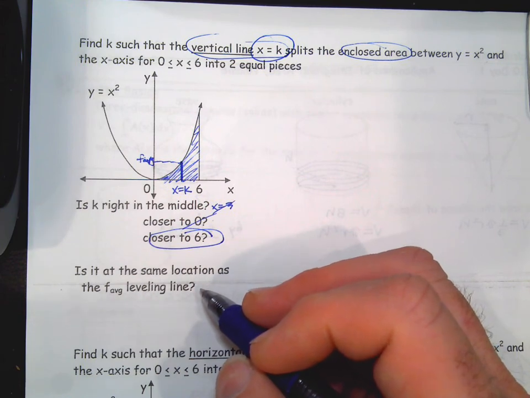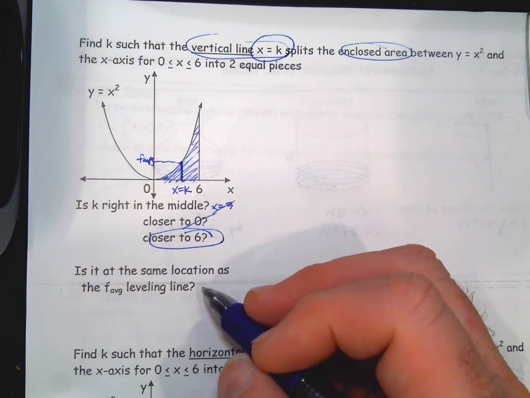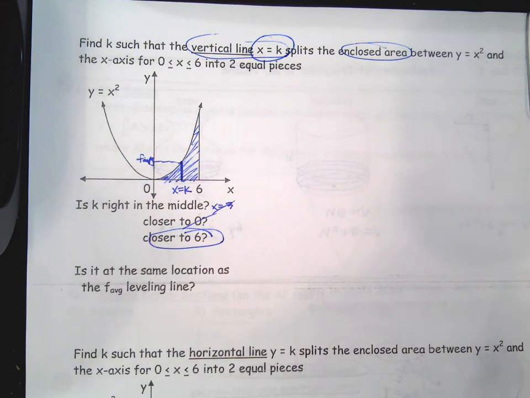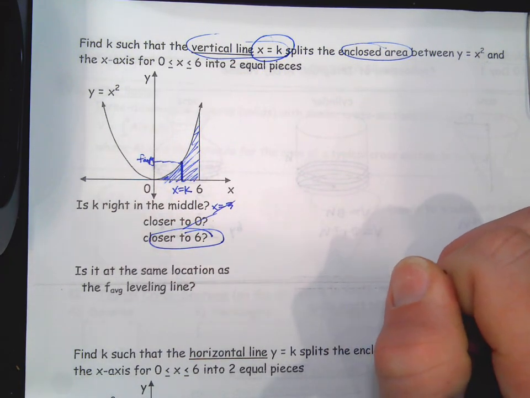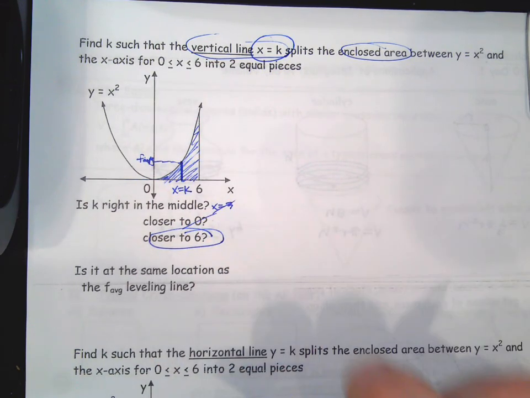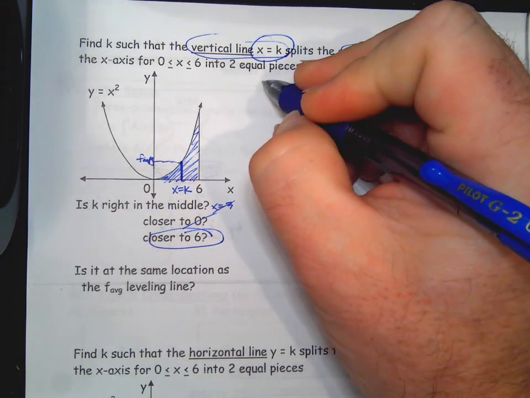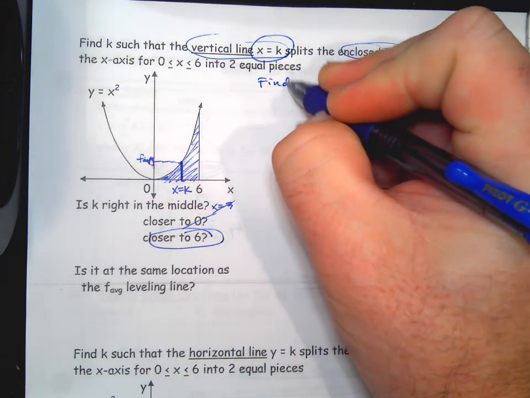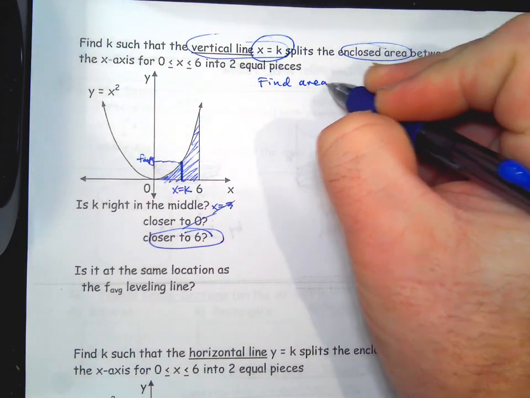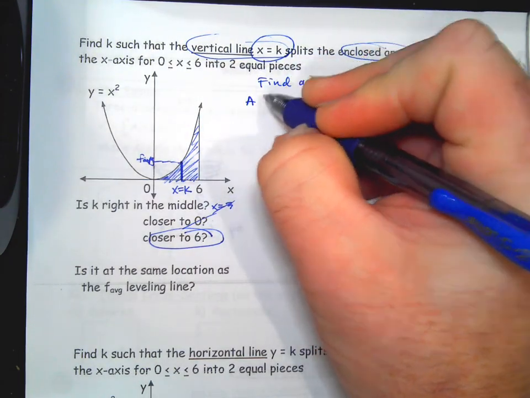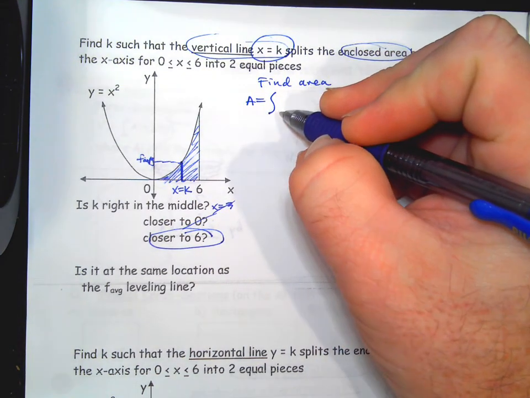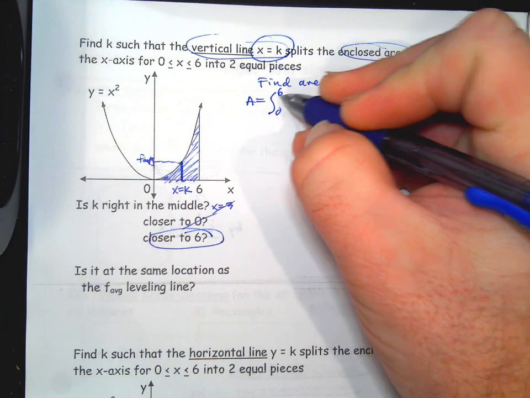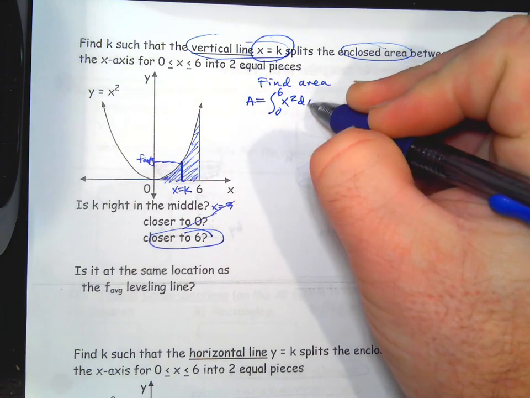But let's, how are we going to do this? I think we probably need the area that we're supposed to cut in half, right? So we probably should find the area first so that you can figure out what half the area is. So we're going to find the area, and this is a pretty common exercise for us. I'm going to go 0 to 6 of x squared dx.